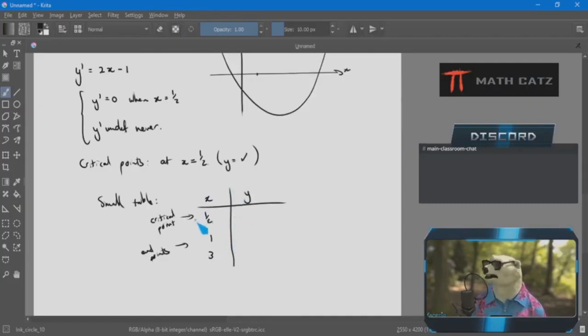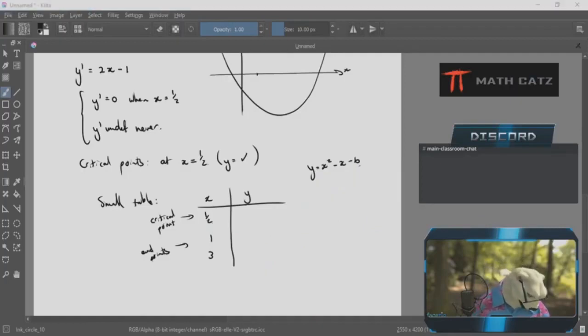So now I have to plug it into my function. My function was x squared minus x minus 6. I have to plug in these guys and see what the corresponding y value is. So I'm going to do the first one, and you can do the other two, and that way we save some time. 0.5 squared minus 0.5 minus 6.